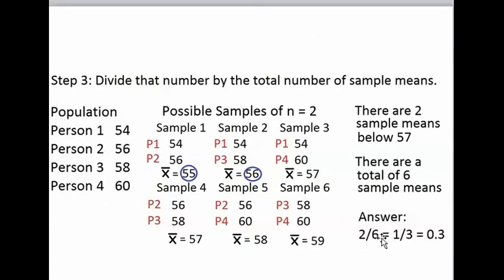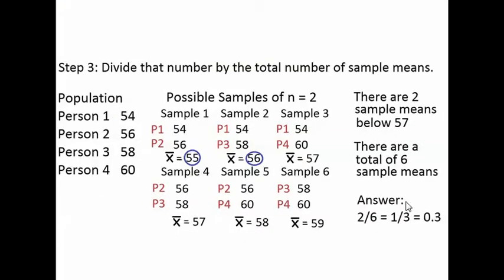Two divided by 6 equals 0.3. So the probability of us randomly selecting a sample of 2 people from this population and getting a sample mean below 57 is 0.3. If we wanted to, we could leave the answer as a fraction, and the answer would be 1/3. So the probability of randomly selecting a sample of 2 people from this population and getting a sample mean below 57 is 1/3 if you leave the answer as a fraction.